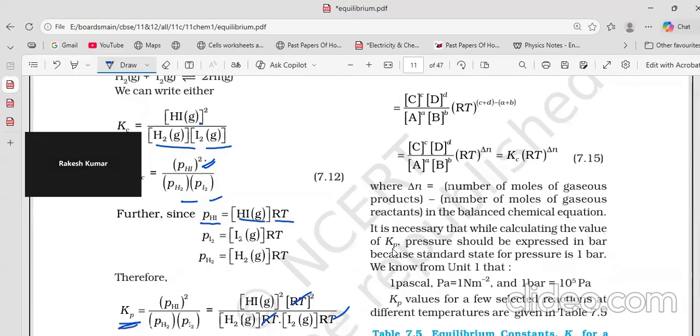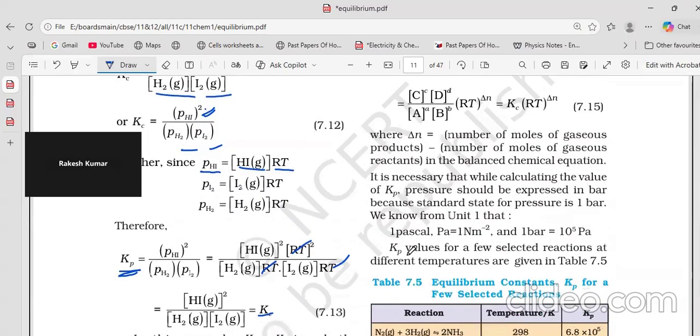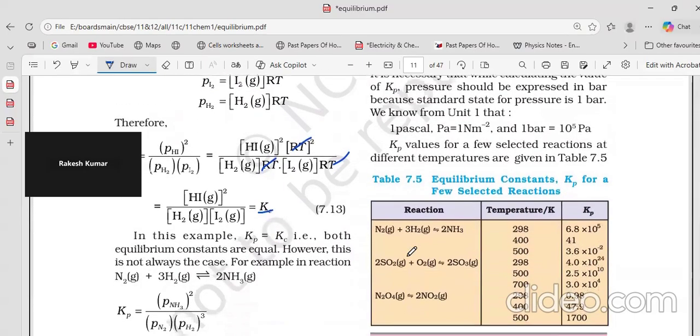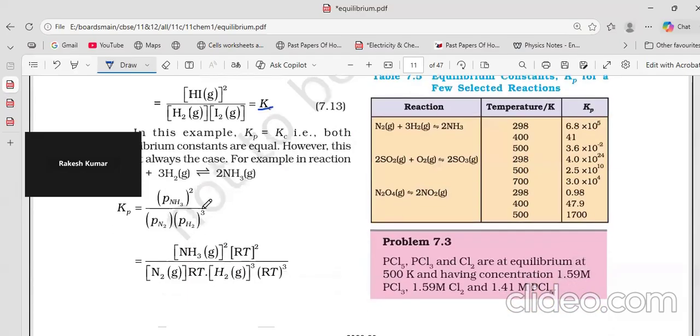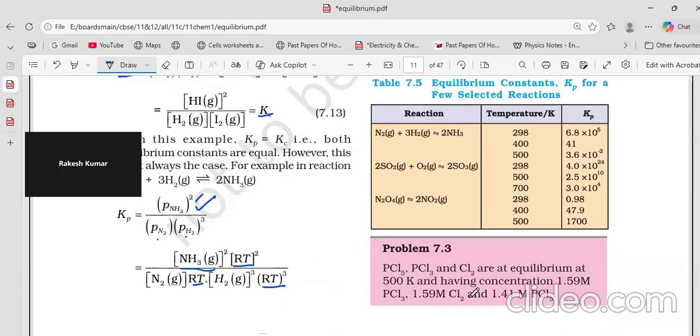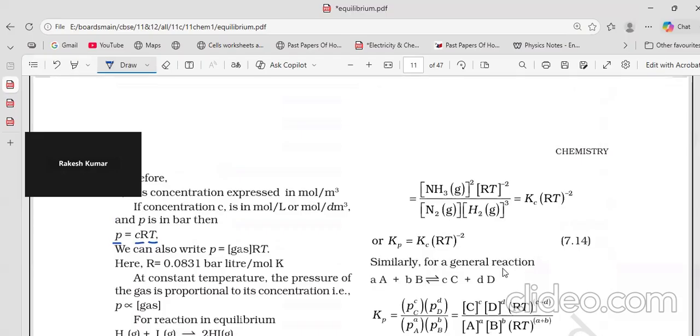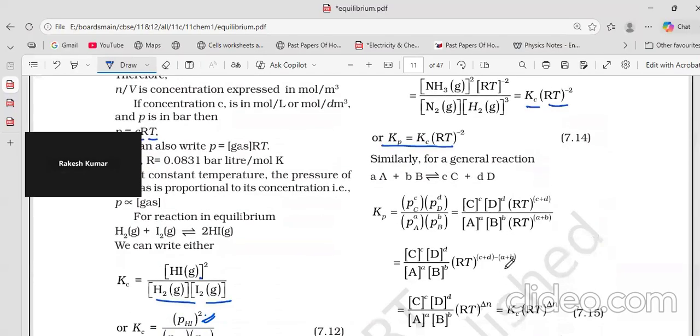The equilibrium constant in terms of partial pressure and the equilibrium constant in terms of concentration are the same. But sometimes they're not. That depends on the number of moles. Like in the Haber process, I write the concentration RT square, the partial pressure of ammonia squared over the partial pressure of nitrogen and the partial pressure of hydrogen raised to a cube, then RT cube. In this case, what will happen? This will convert to RT to the power minus 2. And actually, the Kc into RT minus 2 is Kp. So it depends on the reaction, the number of moles.